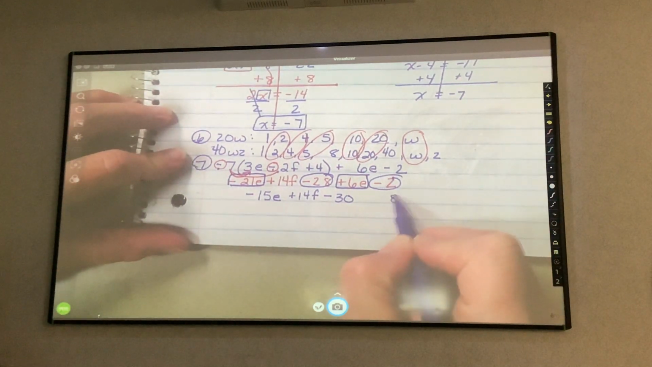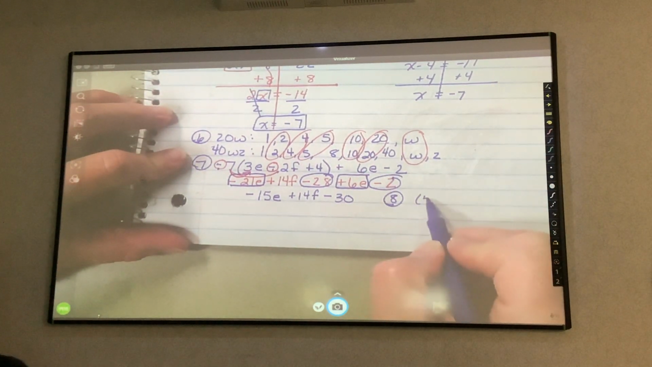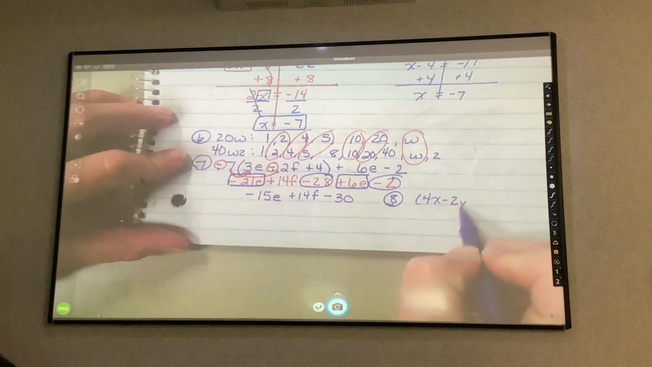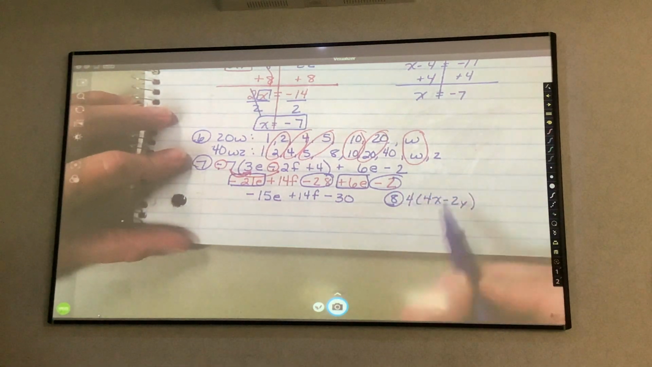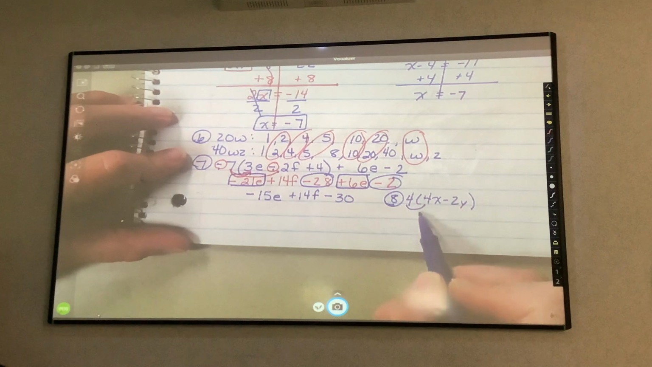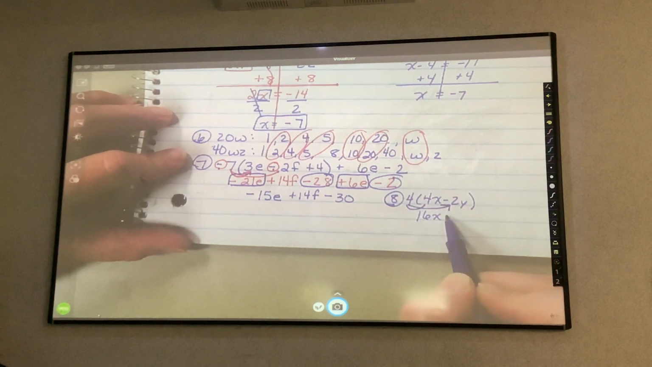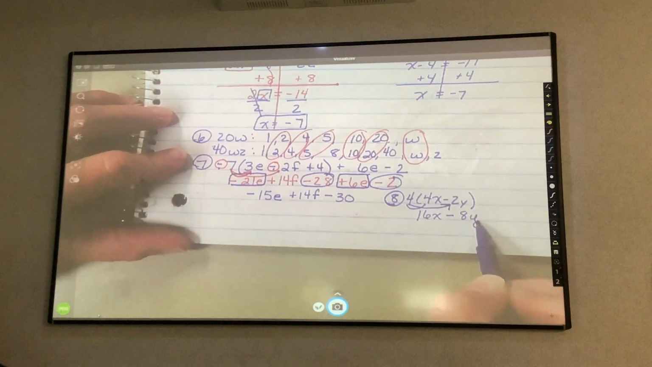And number 8, it says the side length of a square is 4x minus 2y. It says, what is the perimeter? How do you find the perimeter of a square? Add all 4 sides, right? But if it's a square, they're all gonna be the same length, right? So can I multiply this by 4? So I'm gonna put the 4 in front. Then I'm just gonna do the distributive property. 4 times 4 is 16x, and then 4 times the negative 2 would be a negative 8y.